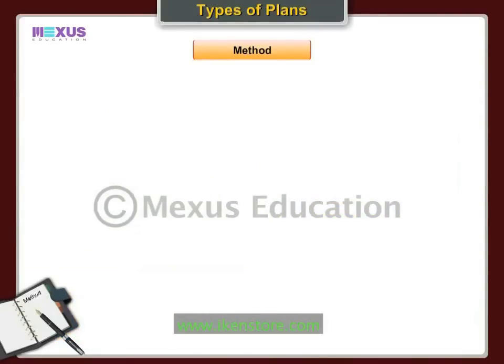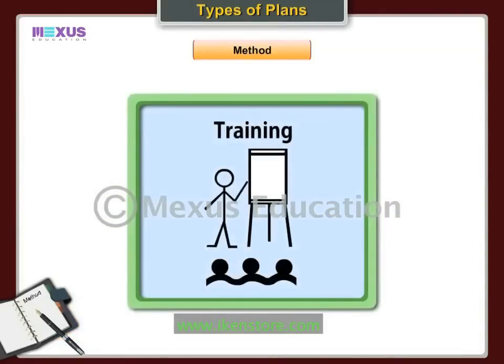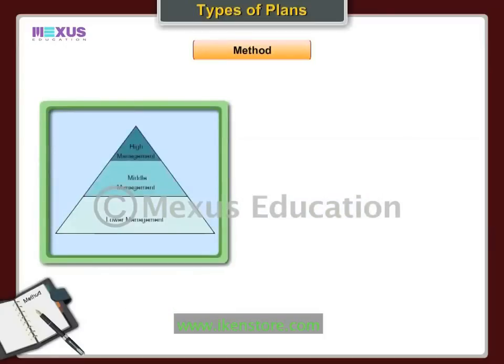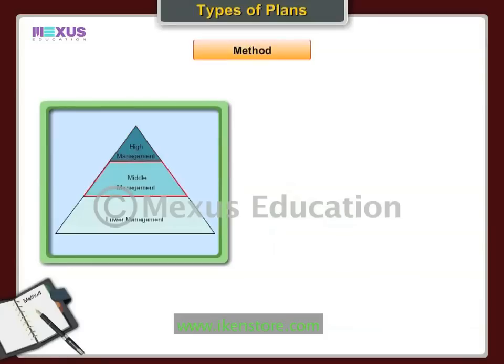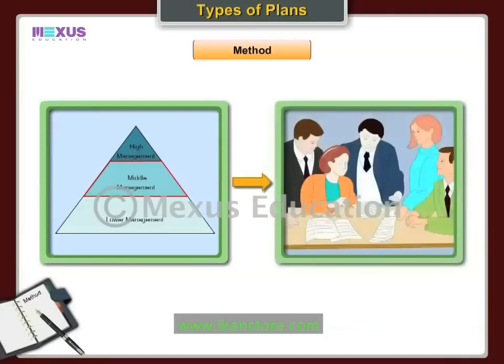For example, an organization may adopt different methods for imparting training to employees at various levels from top management to lower management. It may organize management orientation programs, lectures and seminars for higher level and on-the-job training methods and work-oriented methods for the supervisory level.